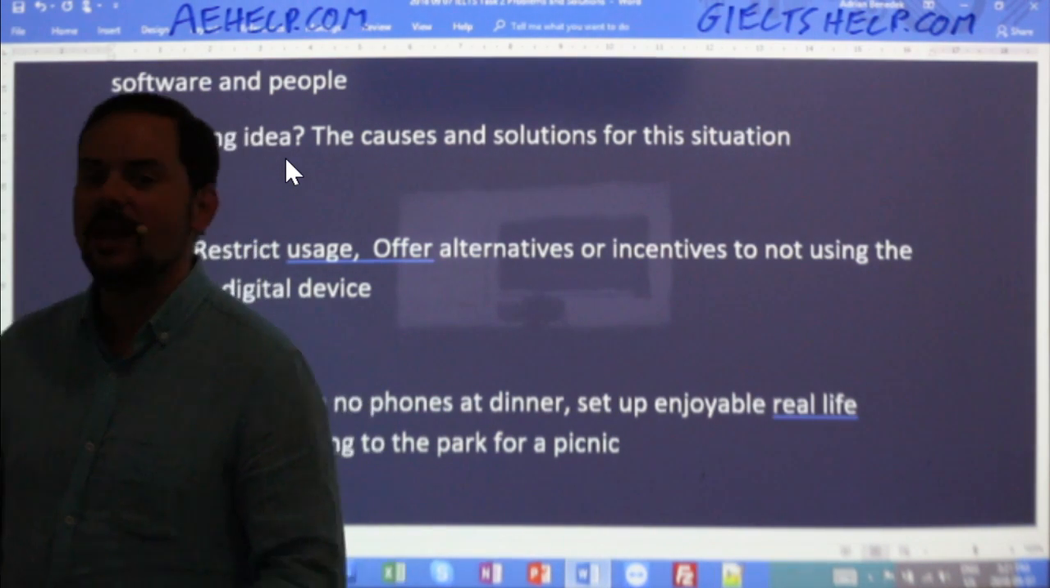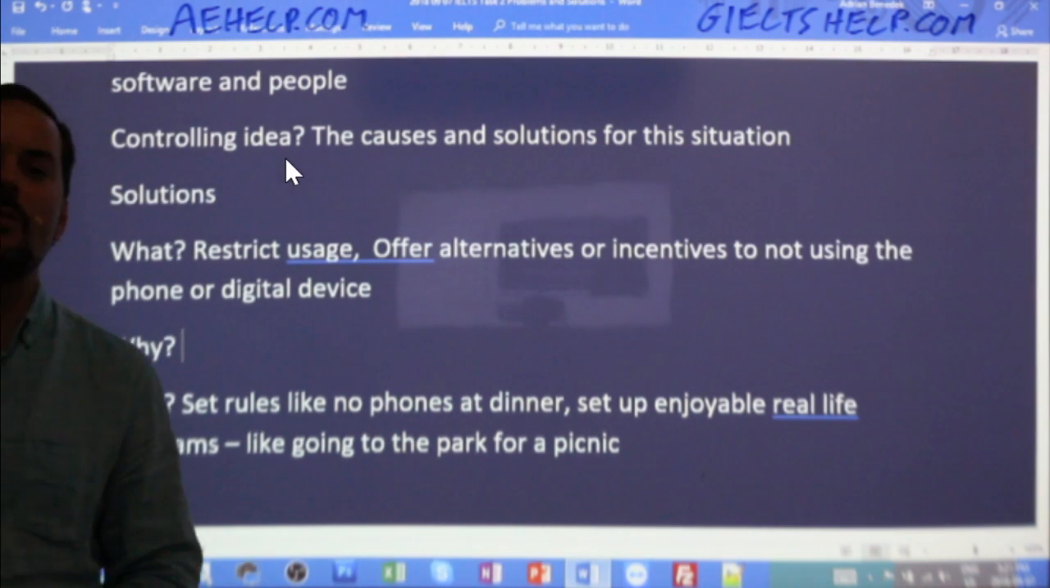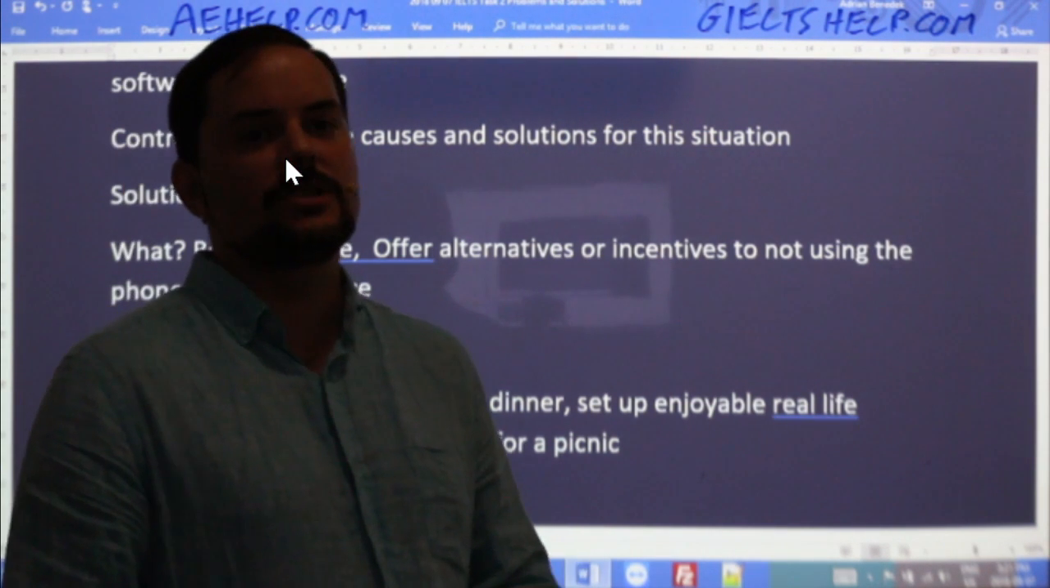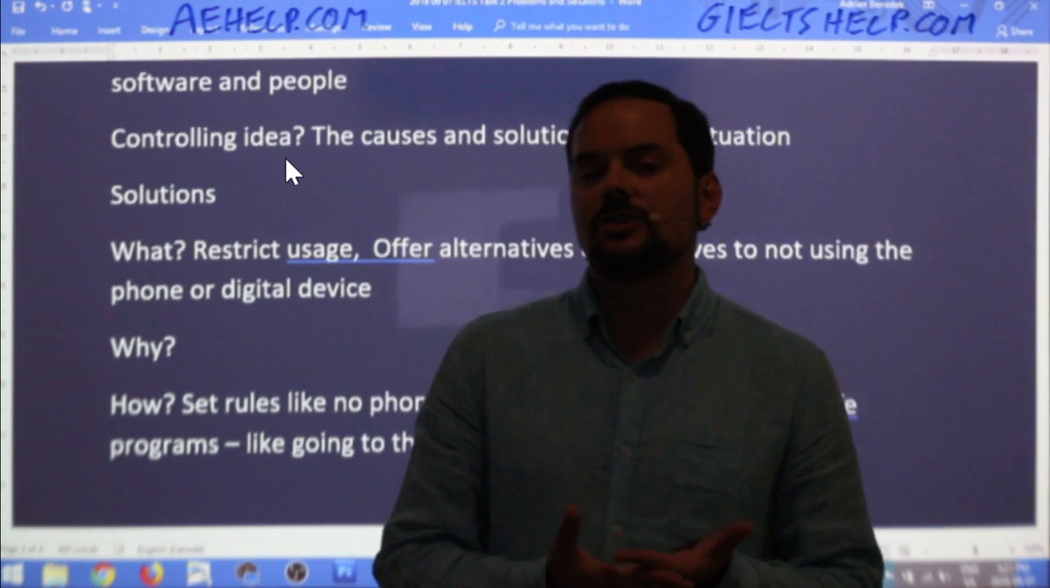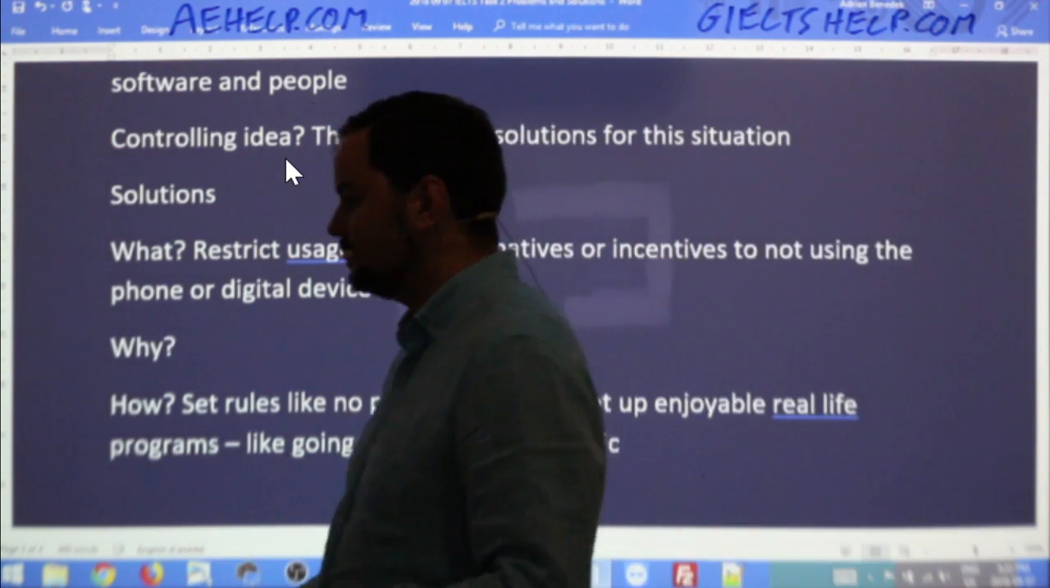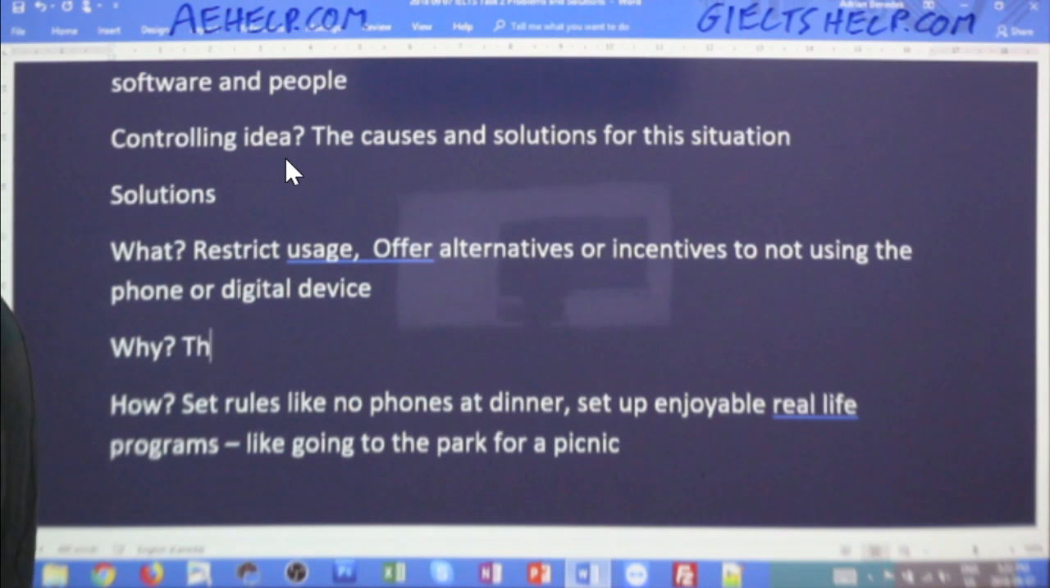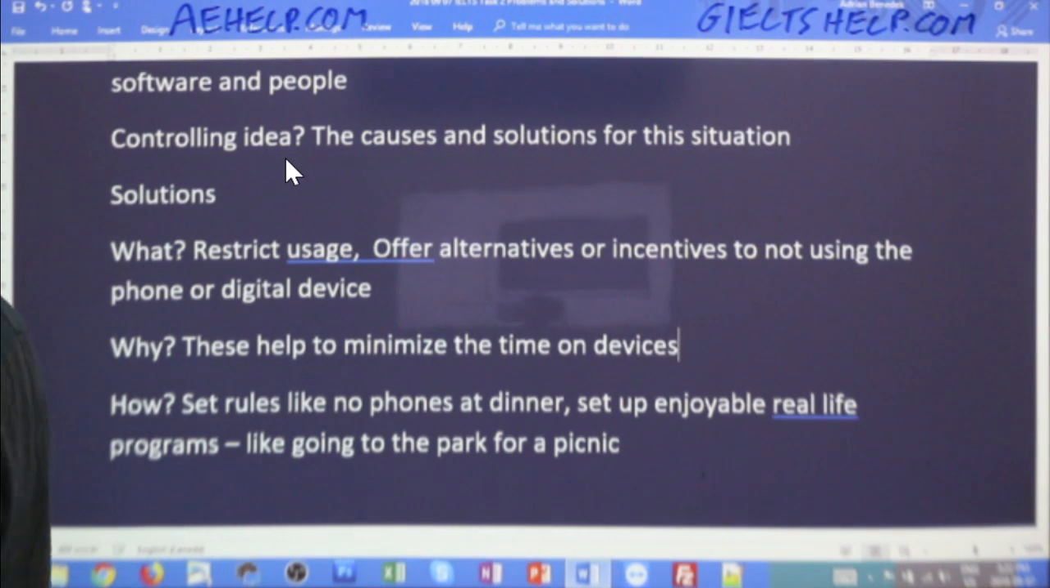And why? So why are these solutions to this problem? Okay. Why are these solutions to this problem? Well, these help to minimize the time on devices. Okay, so that's kind of an easy one.